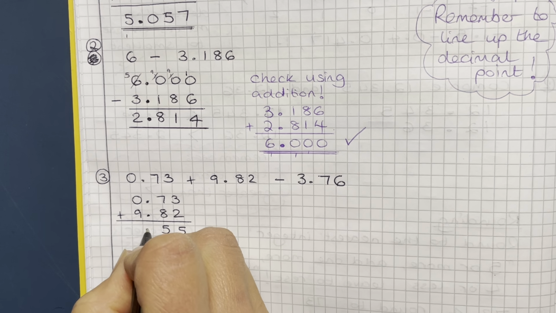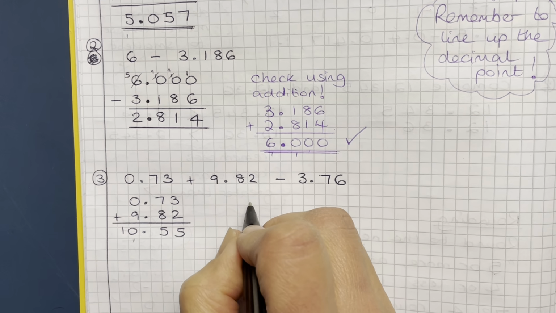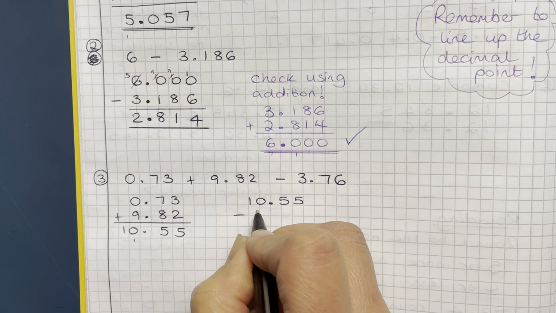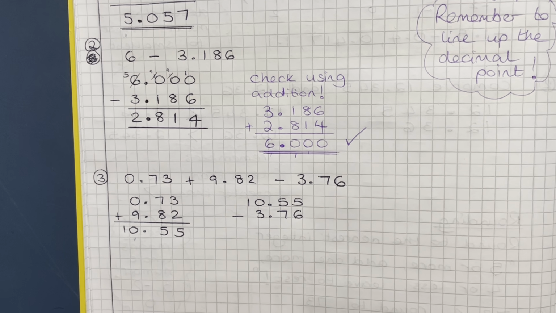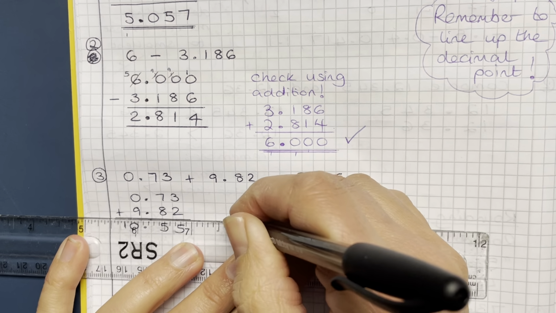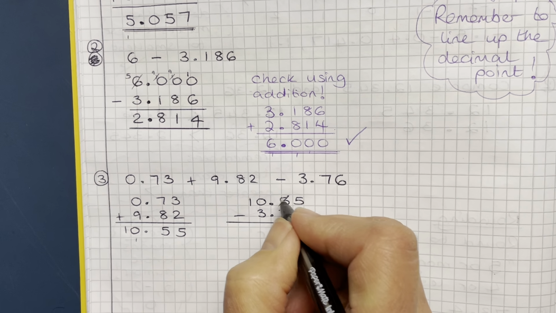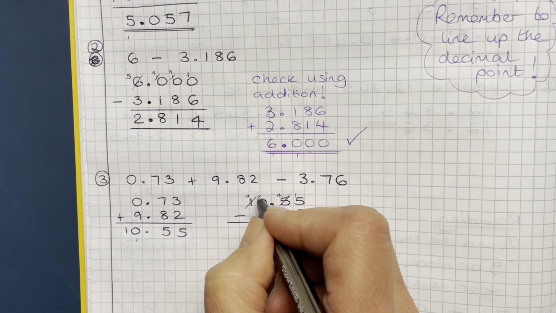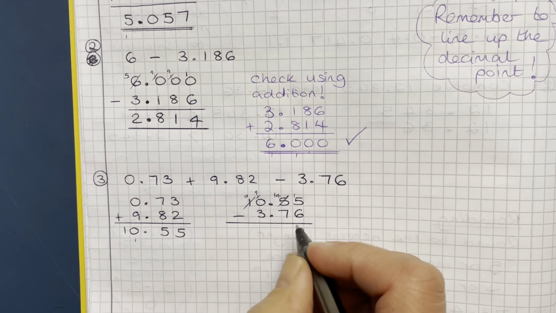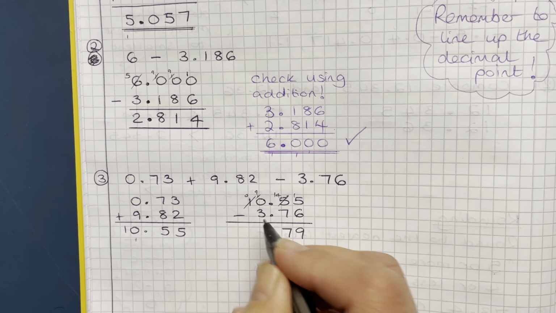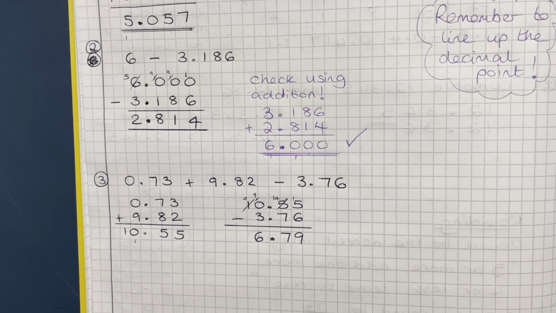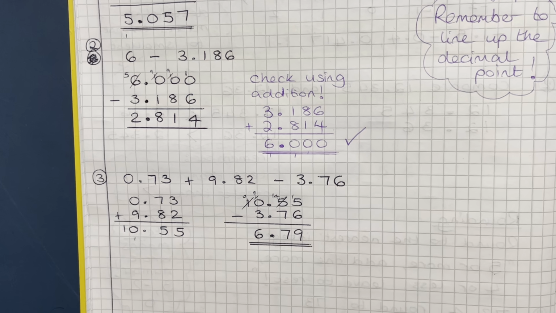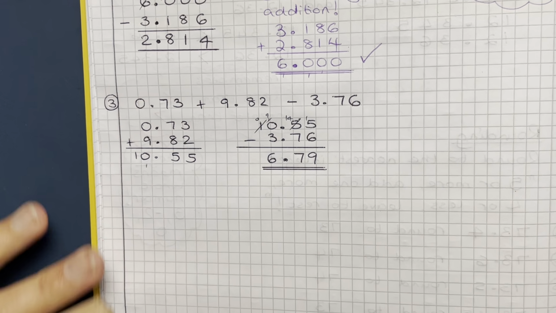5, 5, carry the 1, 10. I've now got 10.55 and I'm now going to subtract my 3.76. Let's have a look and see what happens here. I need to borrow from the 5. So 15 subtract 6 is 9. I now need to borrow from the 10. 14 subtract 7 is 7. And 9 subtract 3 is 6. So my answer is 6.79 again. You can check using addition if you wish.